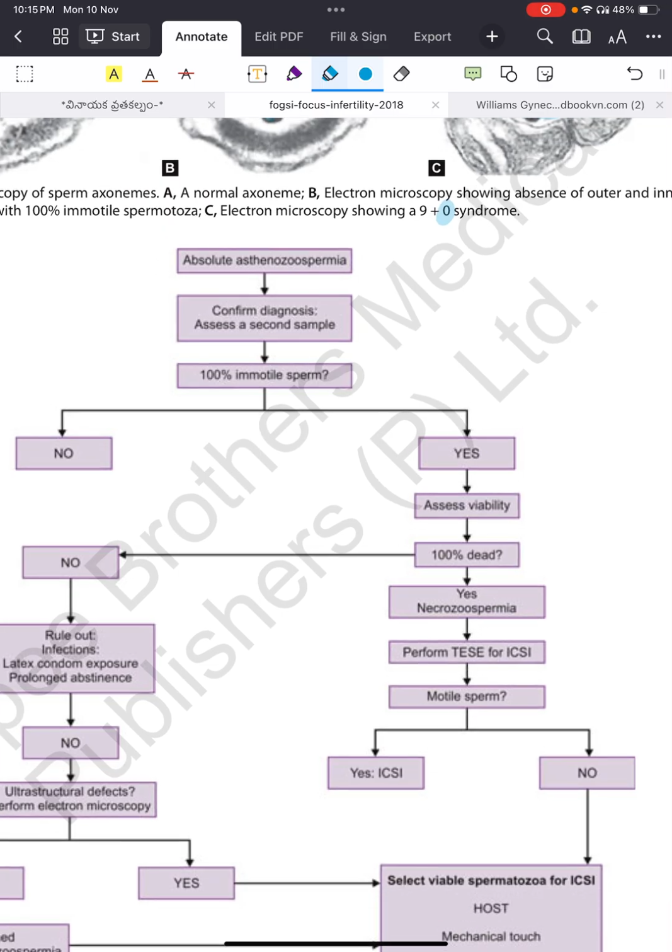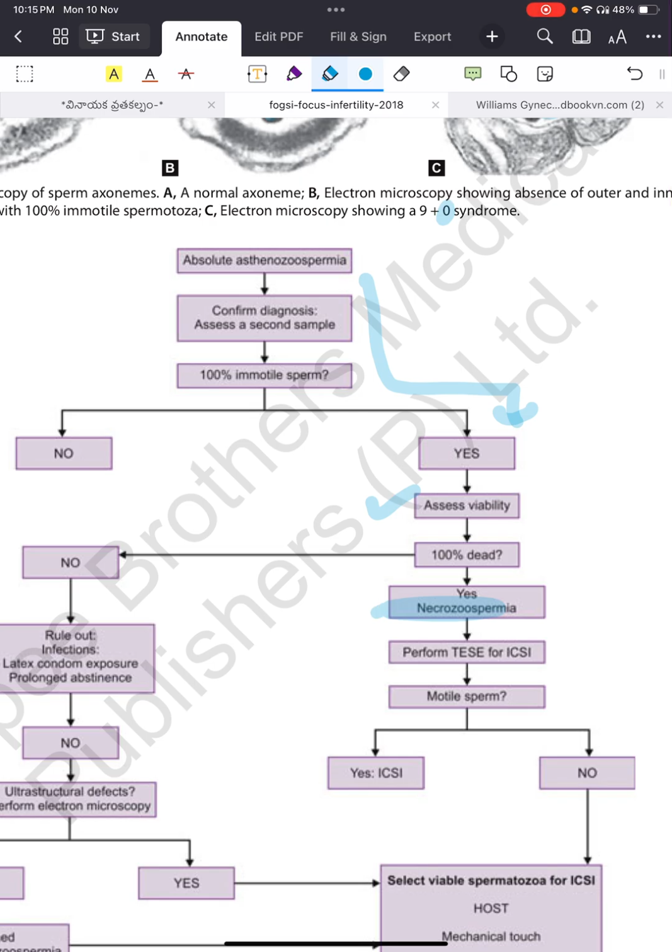First, with one semen sample showing asthenospermia, you will go for a second semen sample. In the second semen sample also there is 100% immotile sperm. First we'll learn about all positive findings. If there really is 100% immotile sperm, then you will assess the viability. You will see whether they are live or not. If they are all dead, 100% of those immotile are also dead, that is known as necrozoospermia.